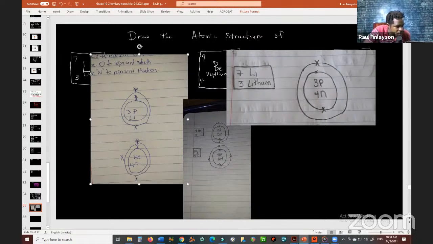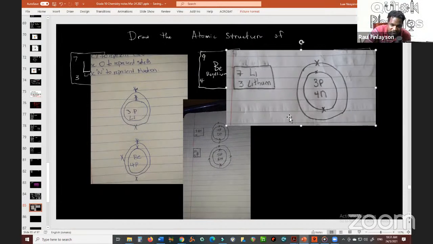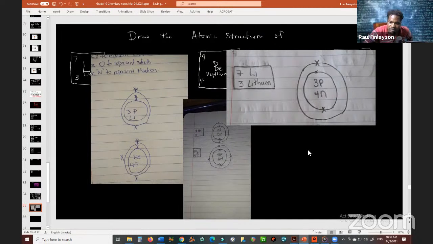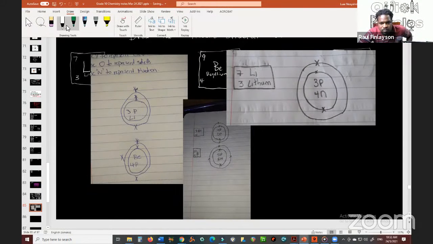You understand that, O'Neill? Yes, sir. So that's what I'm saying. Therefore, you cannot start a new shell until the first shell is filled. You have to show the first shell is the smallest shell. So that's going to be the first circle, the circle that is nearest to the P and the N that you draw here. So this part is what it should look like.